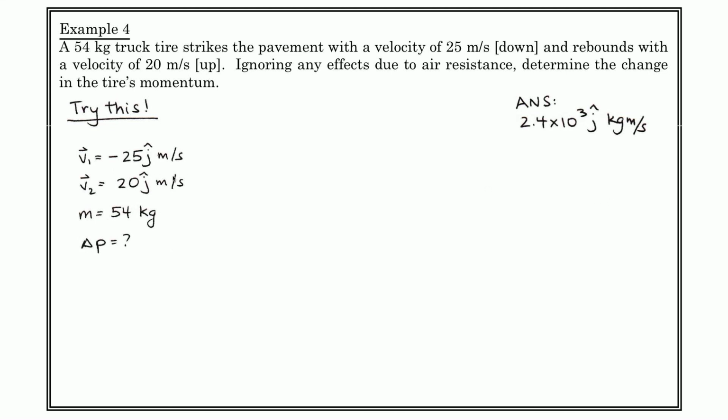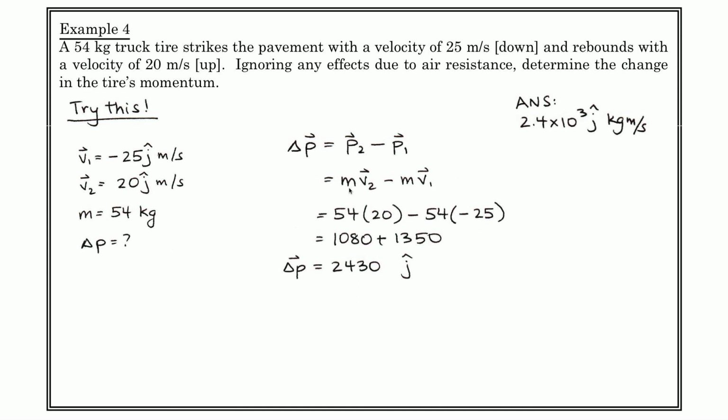Looking at the solution then, we've got V1 equal to negative 25 j hat meters per second. V2 is positive 20 j hat meters per second. Mass is 54 kilograms. What's the change in momentum? All right, so here we go. Change in momentum, P2 minus P1, which is equal to mv2 minus mv1. And so here, 54 times 20 minus 54 times negative 25. And when we put these together, we get 2,430 j hat kilogram meters per second.